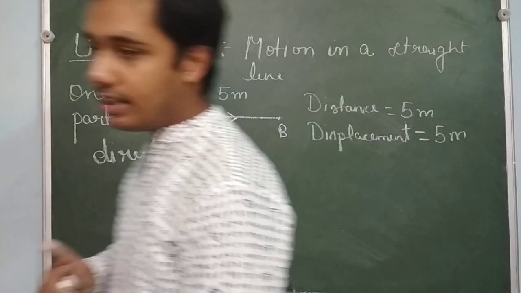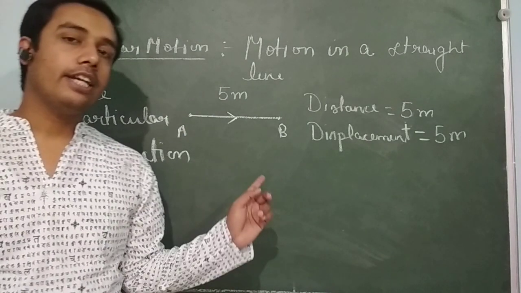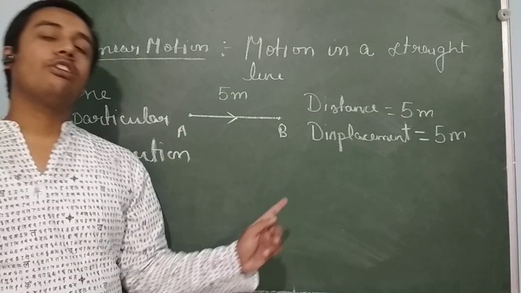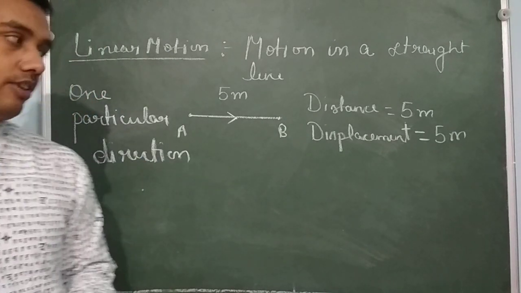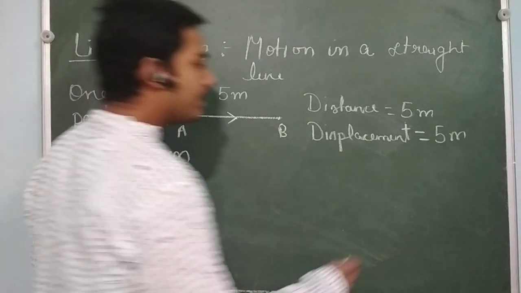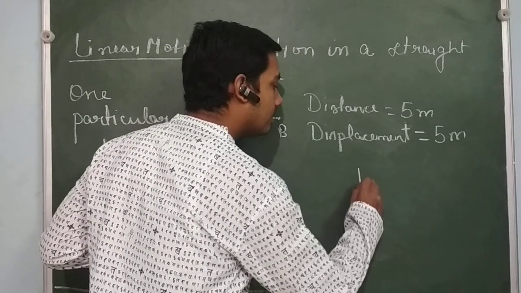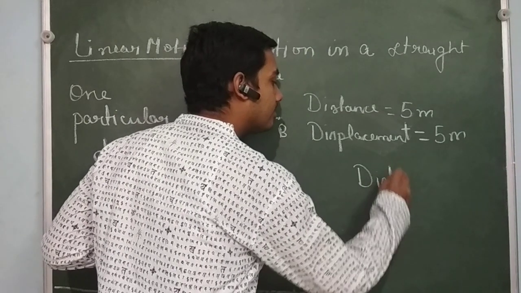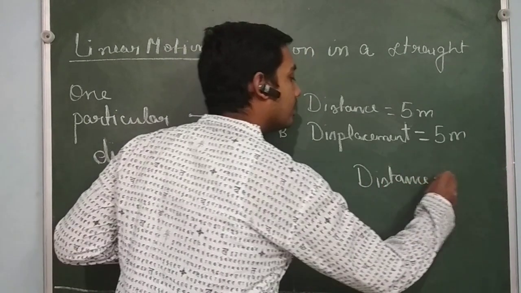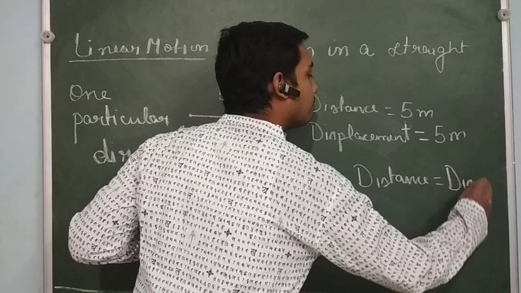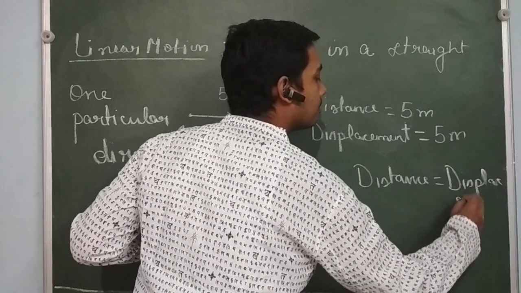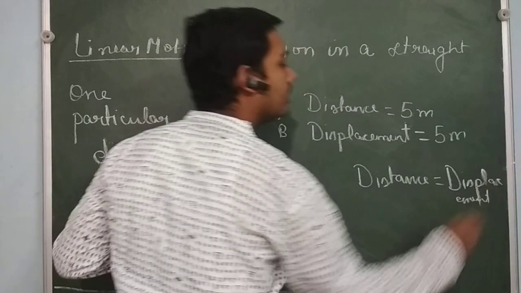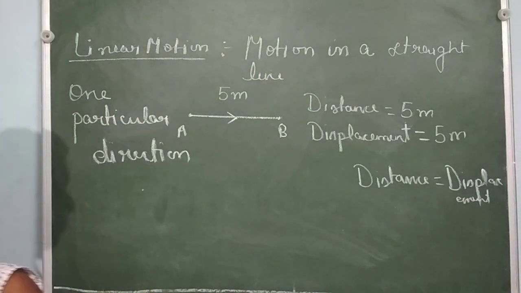ठीक है, तो रिमेंबर दिस थिंग, when distance and displacement are equal, they are equal only when the object performs linear motion in one particular direction. तो पहला रिलेशनशिप मुझे क्या मिल जाएगा, मुझे ये मिल गया, डिस्टेंस इज इक्वल टू डिस्प्लेसमेंट. एक मुझे ये रिलेशन मिल गया.